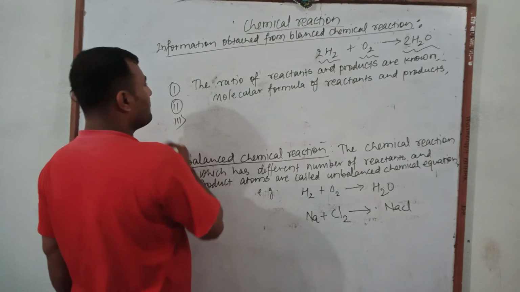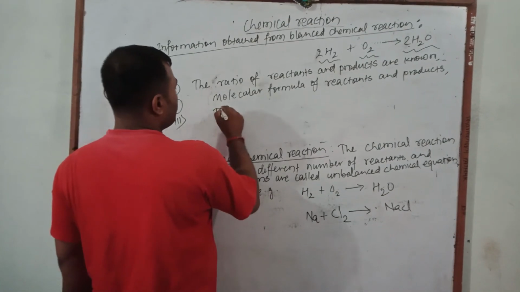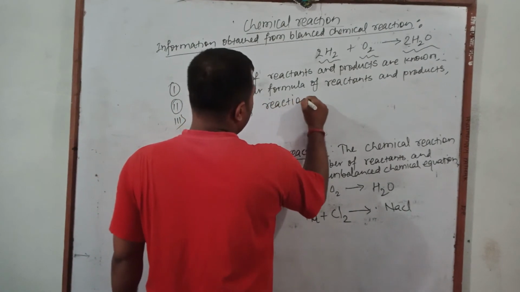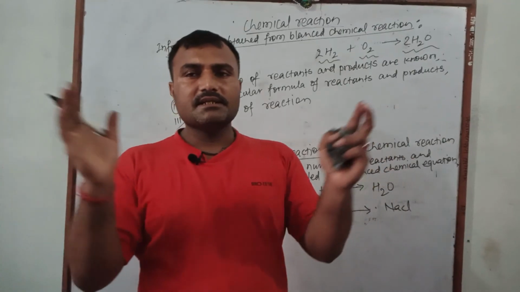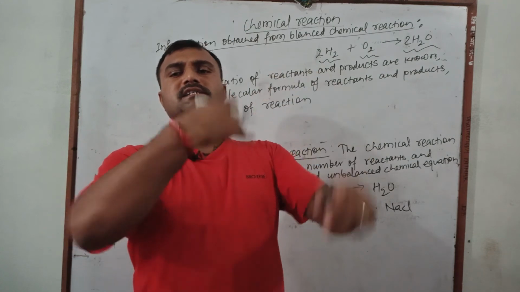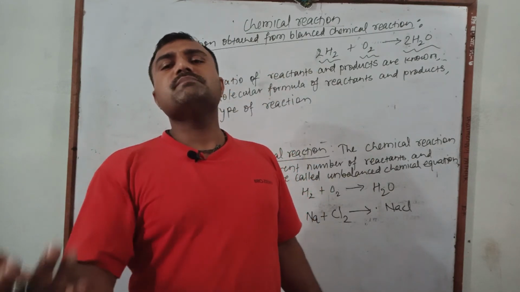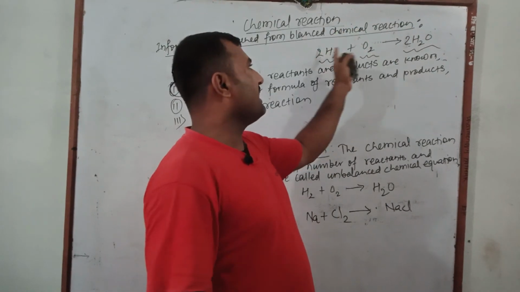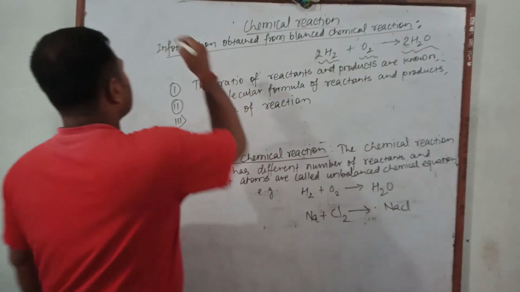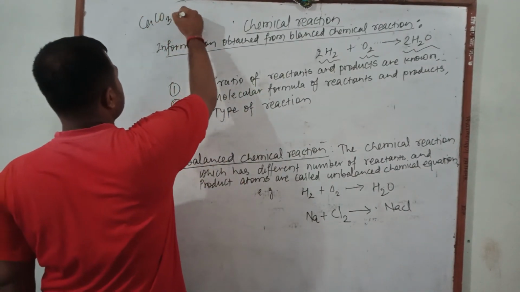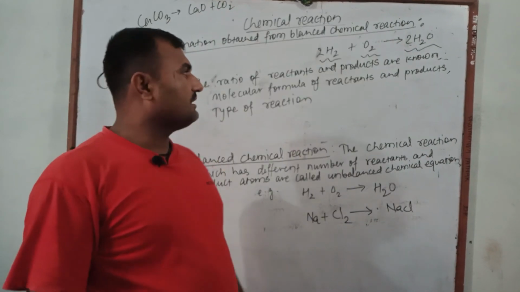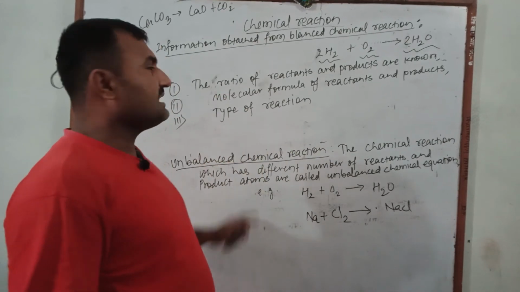The third information we obtain from a balanced chemical equation is the type of reaction, or how products are formed: by combining reactants, by dissociation of reactants, or by displacement. Here products form by combining, but limestone gets decomposed and gives lime and carbon dioxide. Such a reaction is called decomposition, and that is the type of reaction.